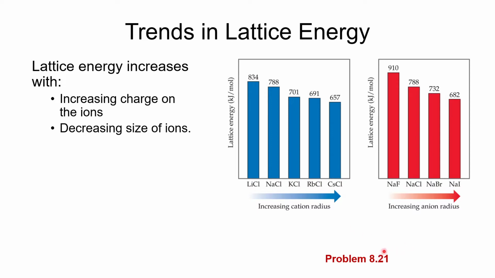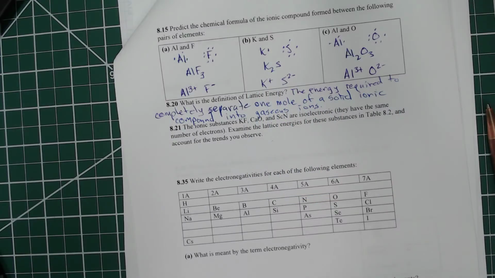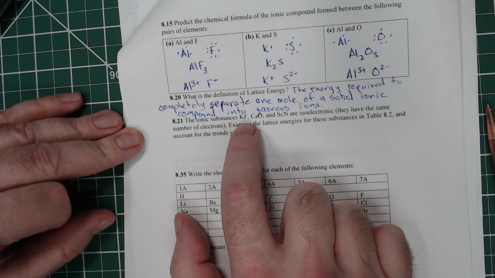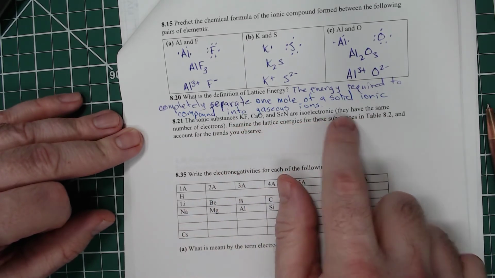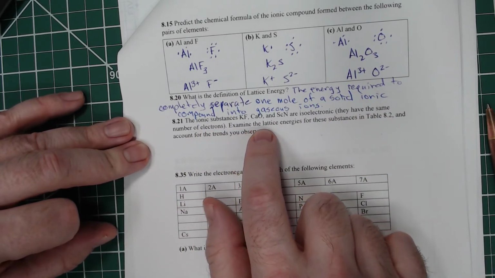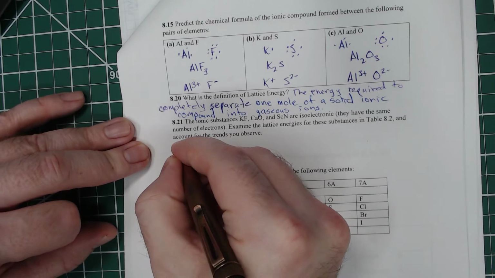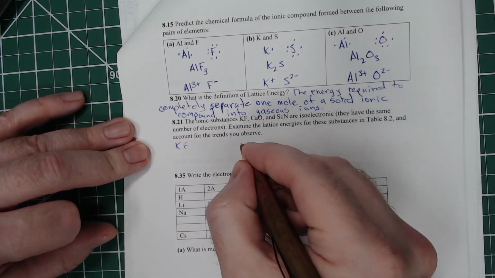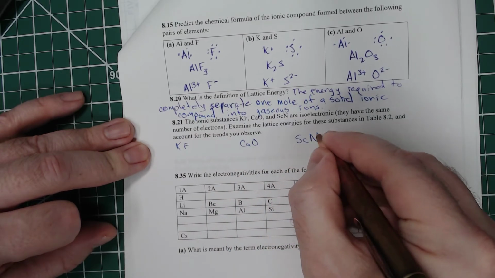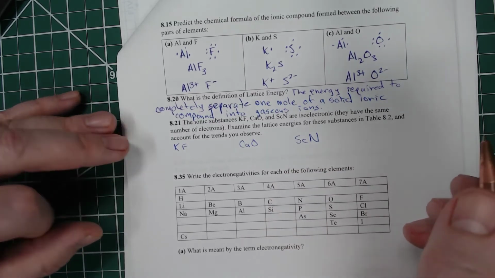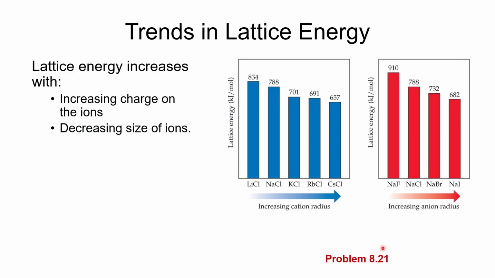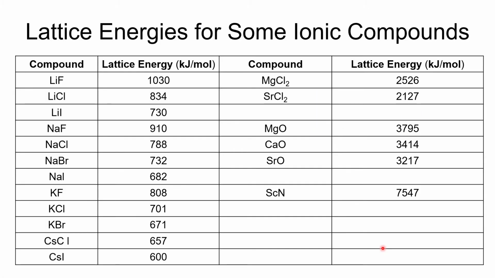So we want to look at 21. On 21, we're looking at the ionic substances KF, CaO, and ScN, which are isoelectronic. They have the same number of electrons. Examine the lattice energies for each of these substances and account for the trends you observe. So we're going to write down KF, then CaO and ScN. We're going to put those three things right there, and then right below, I'm going to put the lattice energy. So let's go back and find those lattice energies. For KF, it's right here at 808, so 808 kilojoules per mole. Calcium oxide is over here at 3414.